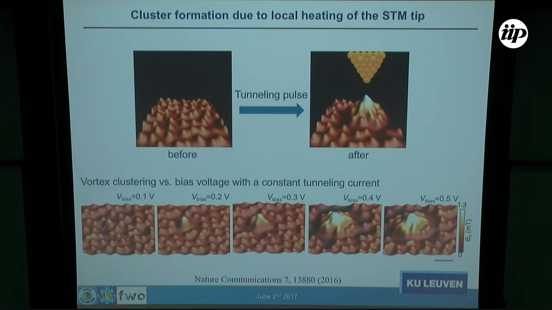Another thing I want to mention is that our sample is a type 2 superconductor. That means that the vortex interactions are purely repulsive. So the reason why we can observe these clusters, instead of something like this, is that there is a very large amount of random pin centers in our sample. These pin centers help us to freeze these vortex patterns. That's why we can observe them even after switching off the tunneling currents.